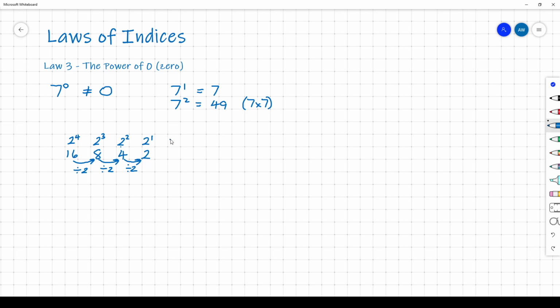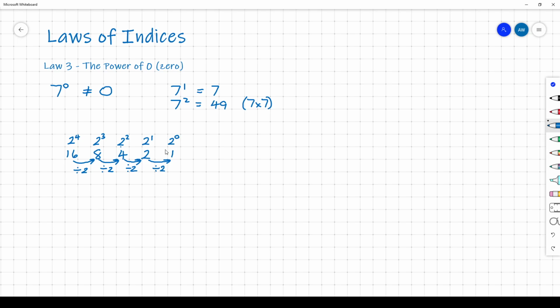Well, we know what the next power is if we're following our pattern: 4, 3, 2, 1, 0. So can you guess what 2 to the power 0 is if we're following this number pattern? Well, if we're going to follow the pattern, we're going to divide by 2. 2 divided by 2 is 1. So 2 to the power 0 is 1.